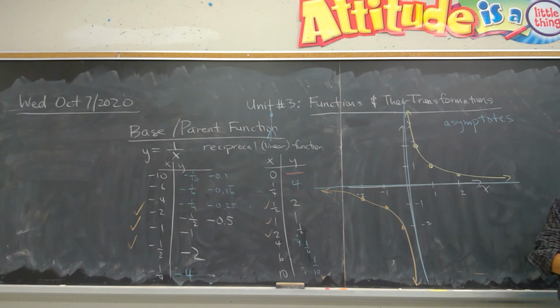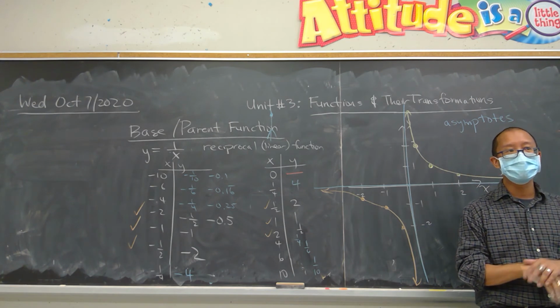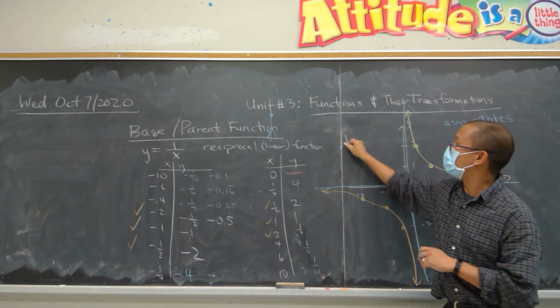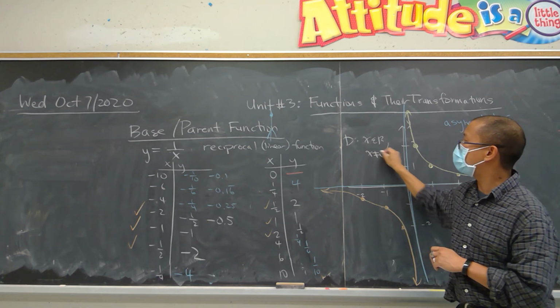Asymptotes, that's the new word for today. Just to quickly get through it, don't worry, we'll talk more about this in detail, probably online. I just want you to know what this is. I'm going to do the domain and range for this one first before I talk about the asymptotes. The domain for this is x belongs to real numbers, except x cannot equal 0.